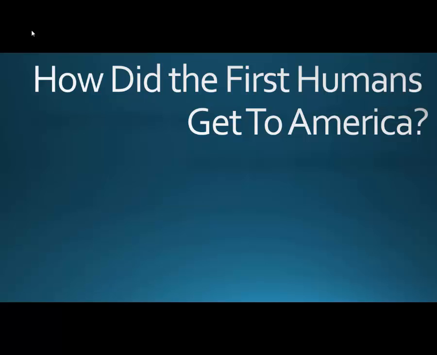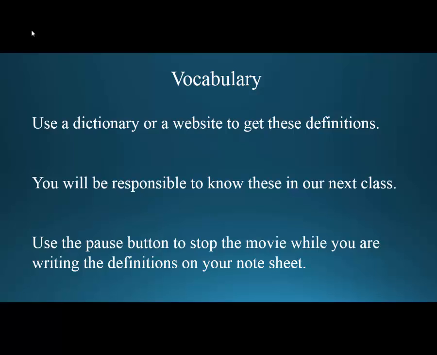We are going to look at the question, how did the first people get to America? Before we do that, there are some vocabulary words that you need to define on your note paper. You will be responsible for these words and to know their definitions in our next class. You can use a dictionary or a website to get these definitions.